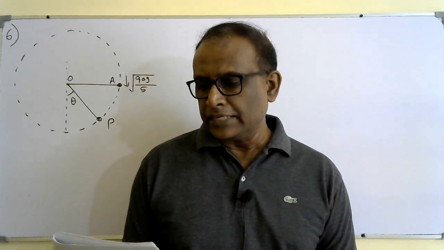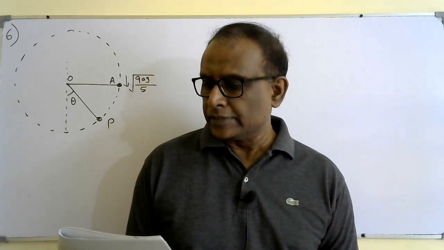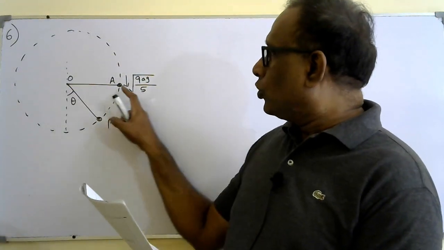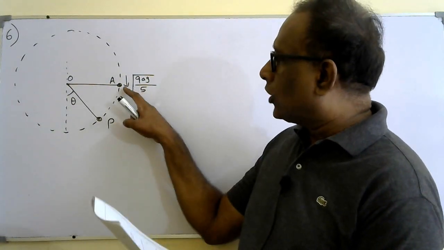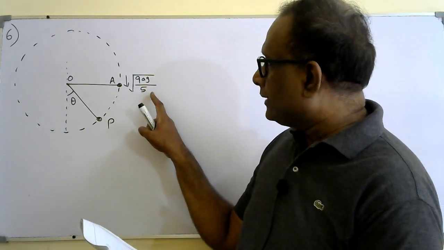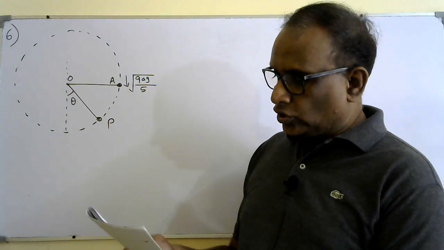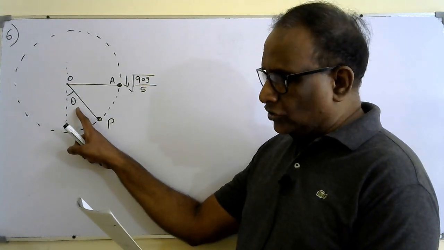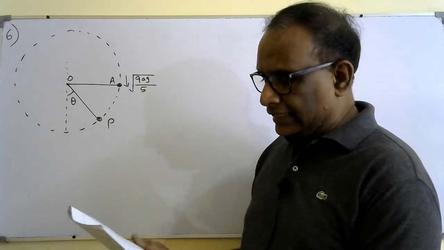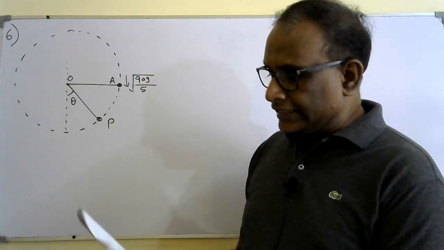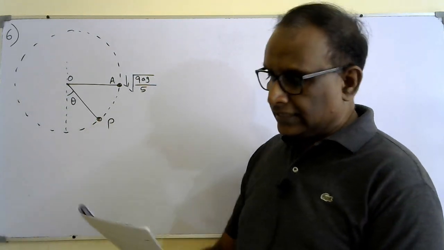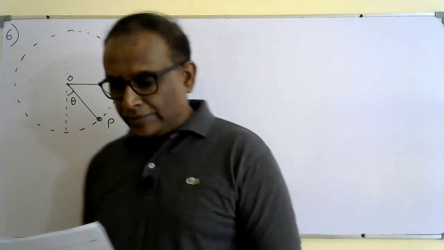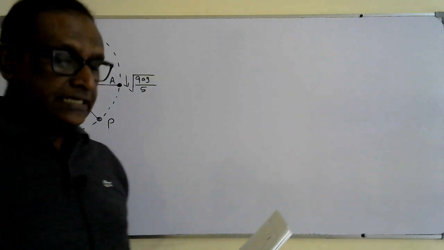A particle P of mass m is attached to one end of a light inextensible string of length a. The other end is attached to a fixed point, the center O. By keeping the string horizontal, the particle is thrown down at a speed square root of 9ag over 5. When the string makes an angle theta with the downward vertical through O, and the string is still taut, the tension in the string is S. So at this position, the tension is S. Show that S equals 3/5 mg (5 cos theta plus 3).